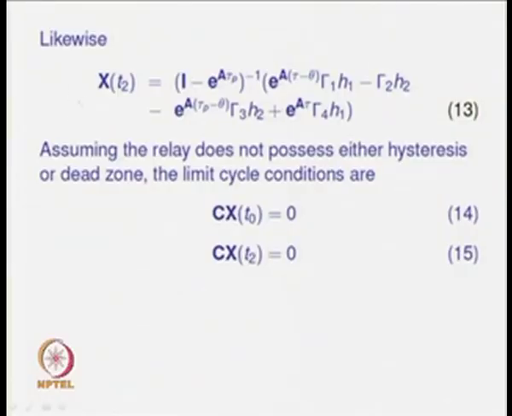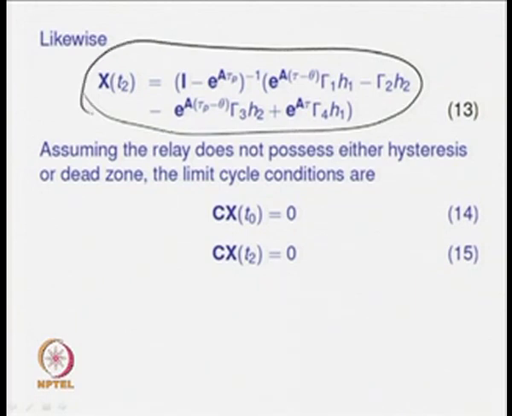Now, we will try to find another expression for the state at time t equal to t2. That comes out to be in the form of x(t2) is equal to (I minus e to the power A tau p) inverse times e to the power A(tau minus theta) gamma 1 h1 minus gamma 2 h2 minus e to the power A(tau p minus theta) gamma 3 h2 plus e to the power A tau gamma 4 h1.